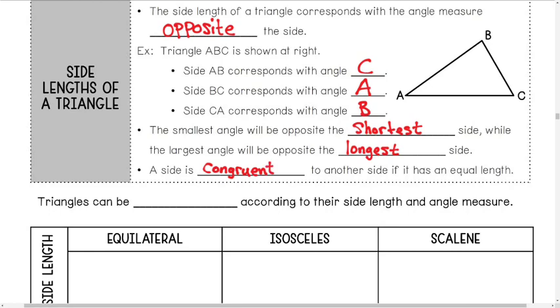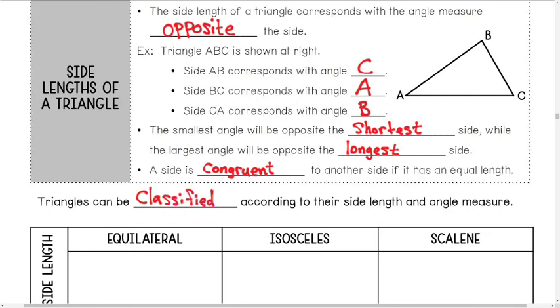And then a side is congruent to another side if they have equal lengths. That's a fancy word again for equal. If two sides are equal, then their lengths are going to be equal as well as their angle measures.